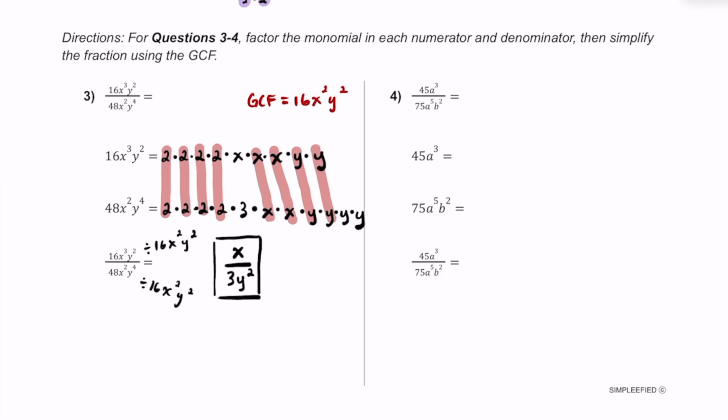All right, for number 4, let's try another similar type of problem. So we have this numerator of 45a cubed.